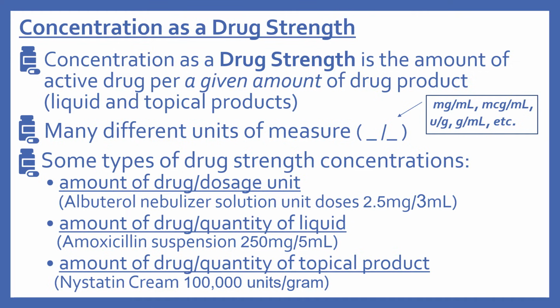Here are some different types of drug strength concentrations. There are amount of drug per dosage unit. An example of this will be something like albuterol nebulizer solution unit doses. These come in 2.5 milligrams per 3 milliliter for each vial. There's also amount of drug per quantity of liquid. An example of this would be amoxicillin suspension, 250 milligrams per 5 milliliters. Or there are amount of drug per quantity of a topical product. This will be something like nystatin cream, 100,000 units per gram.